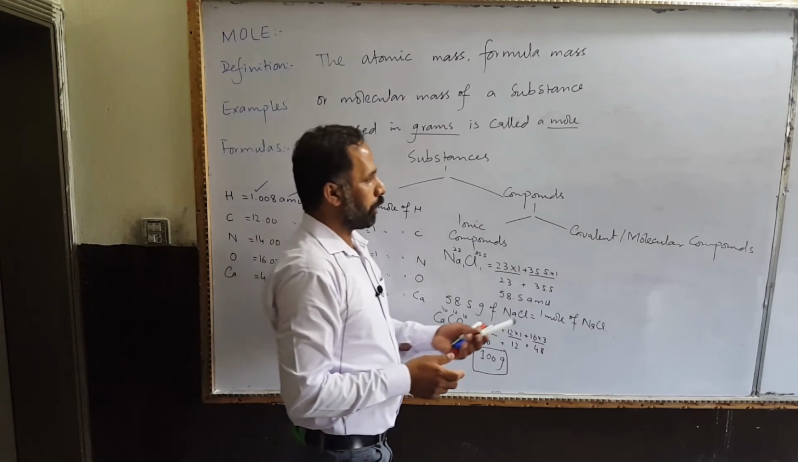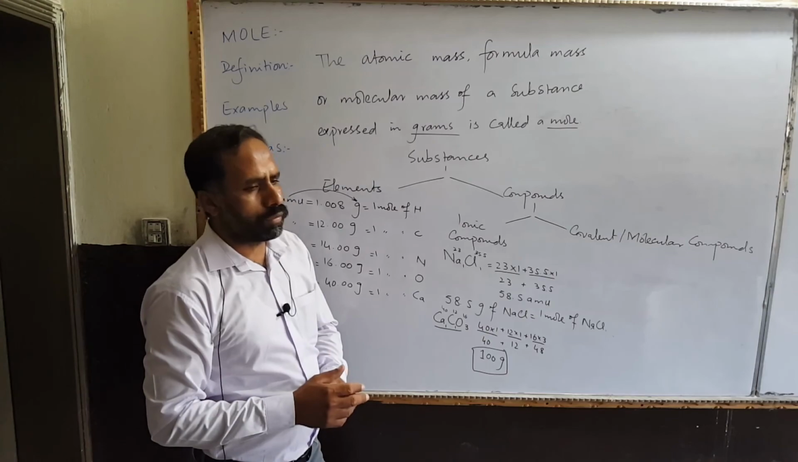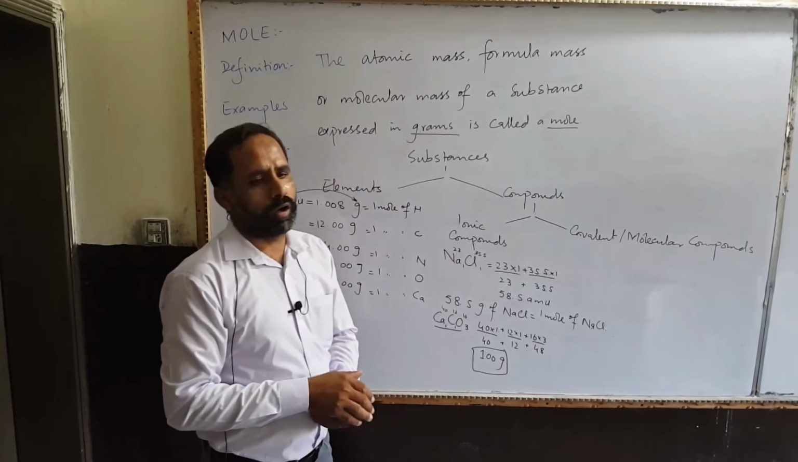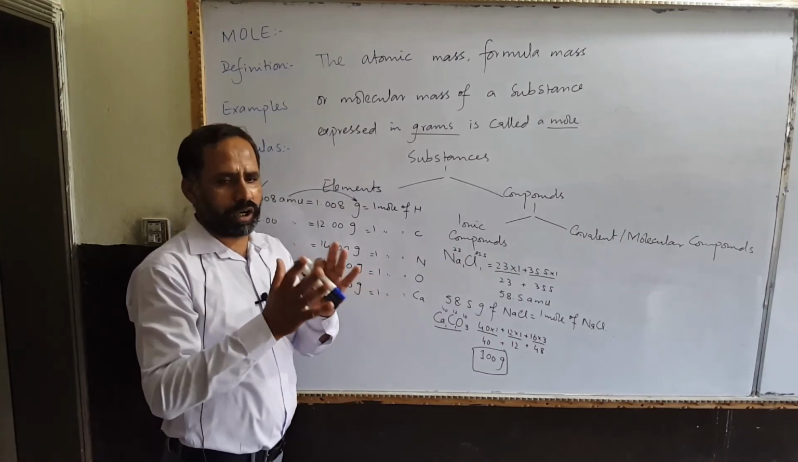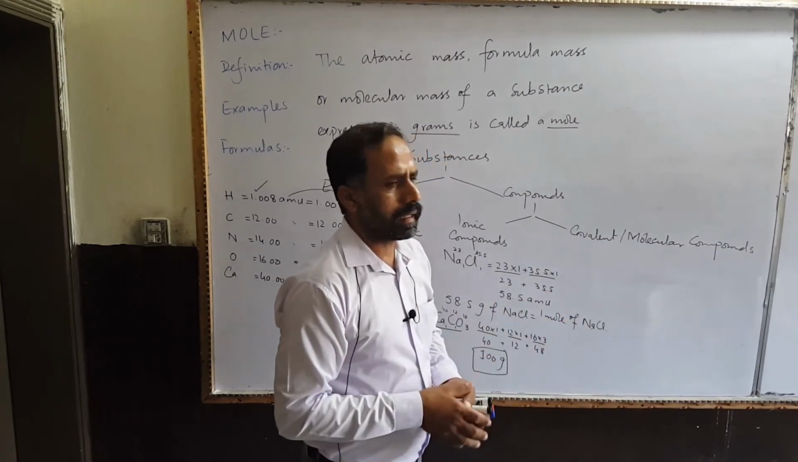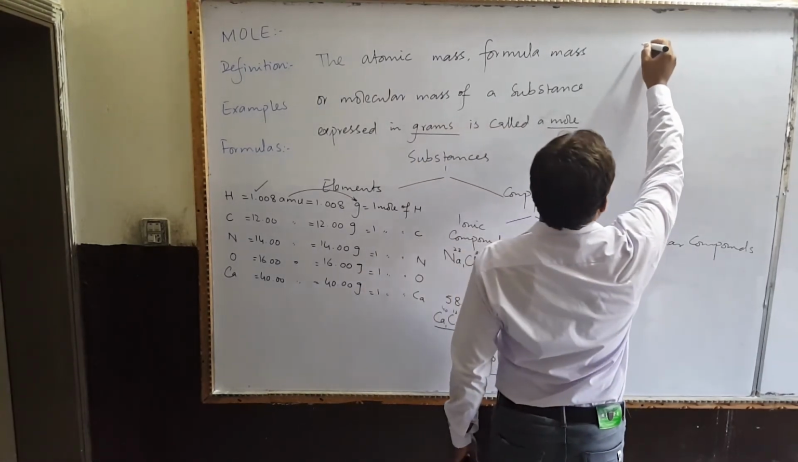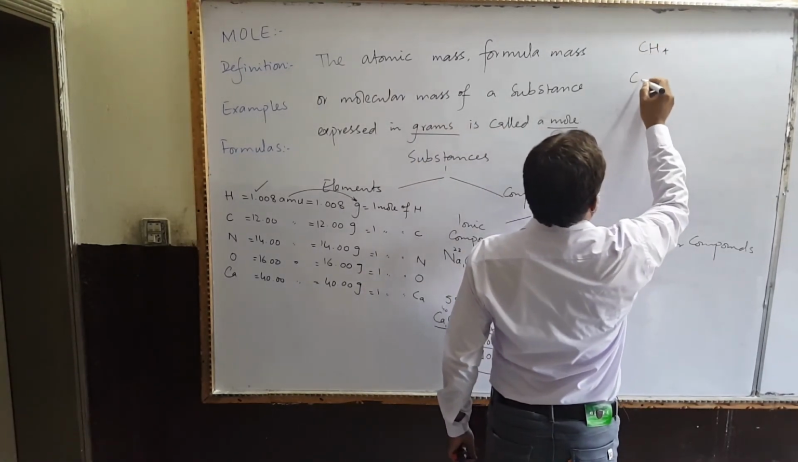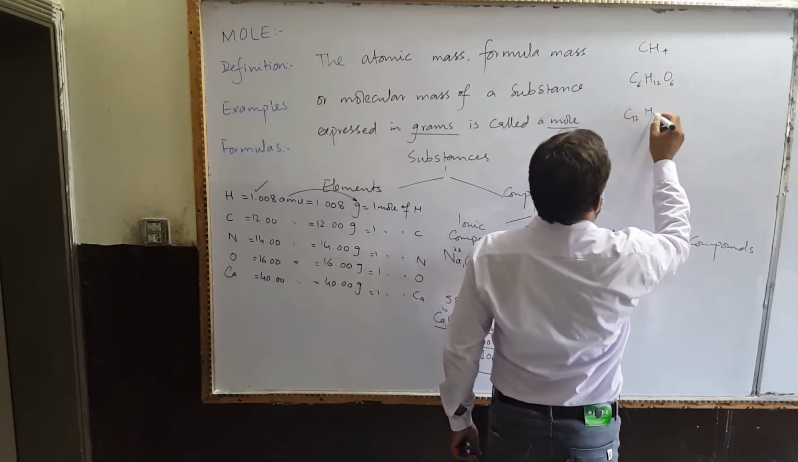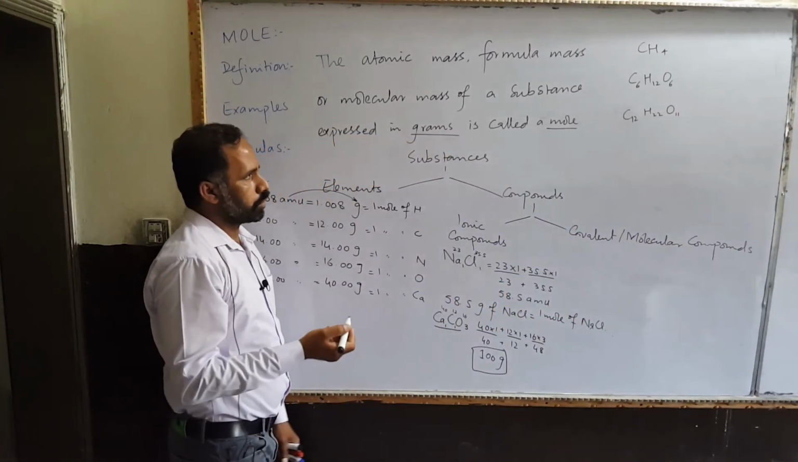And the third type of compounds, we have covalent or molecular compounds. Covalent or molecular compounds are those substances which have a covalent bond in them. A covalent bond is a bond which is formed by the mutual sharing of one or more electrons between the two atoms. Here we can take very simple examples from organic chemistry: CH4, C6H12O6, C12H22O11, etc. These three molecules are very familiar to the students.